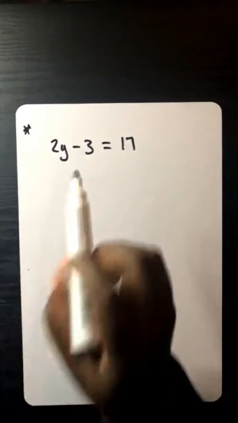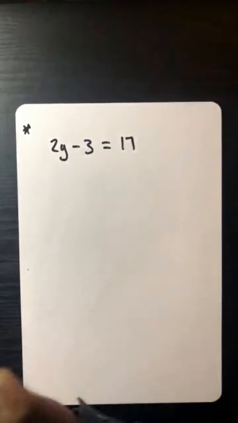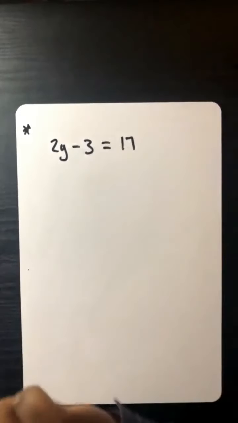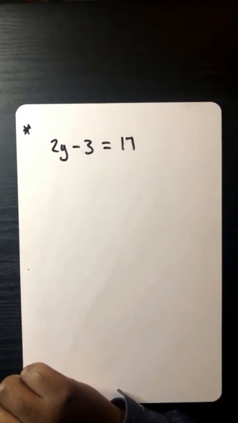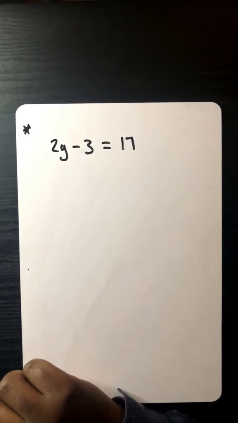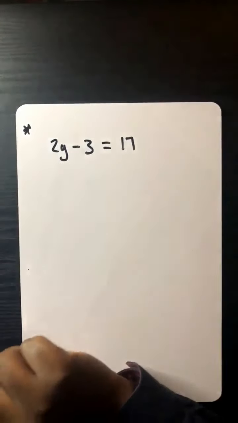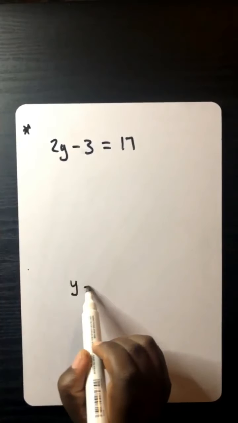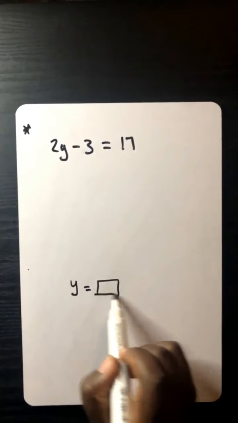So guys, what is this? This is an equation. Why am I saying it's an equation? Because I see an equal sign over there. What does it mean when you have an equation? It means you must solve for the unknown. What is the unknown? The unknown in this case is represented by letter Y. What does it mean? It means in the end, I must tell what is the value of Y.